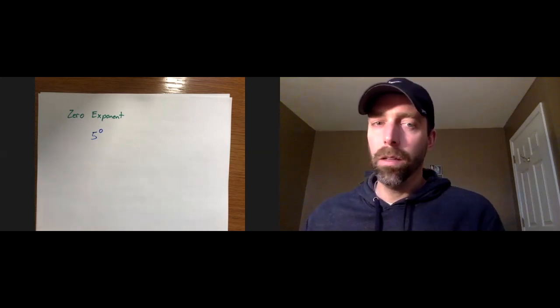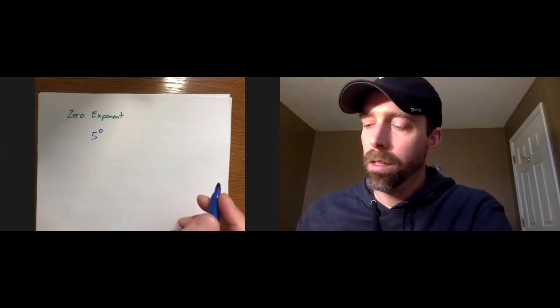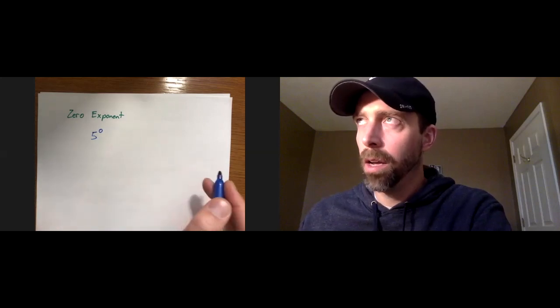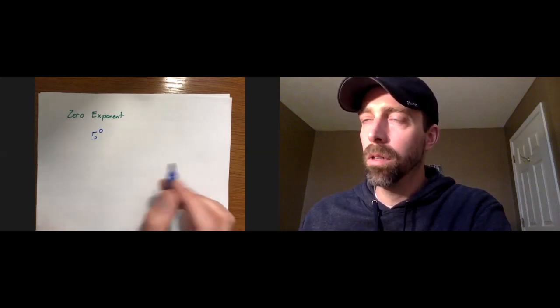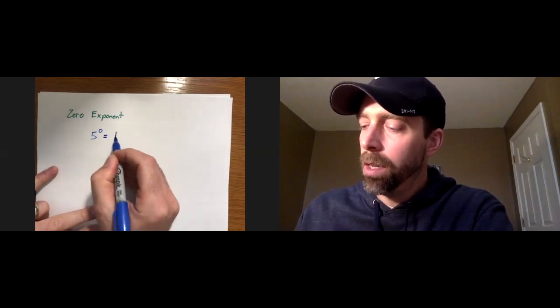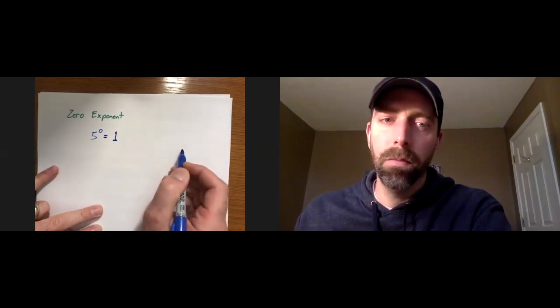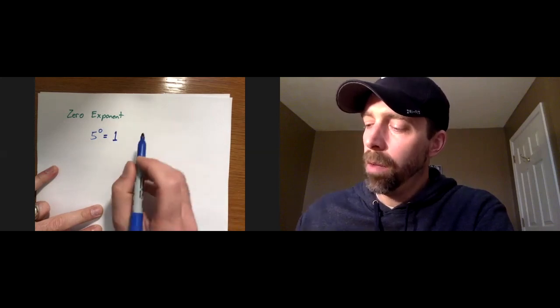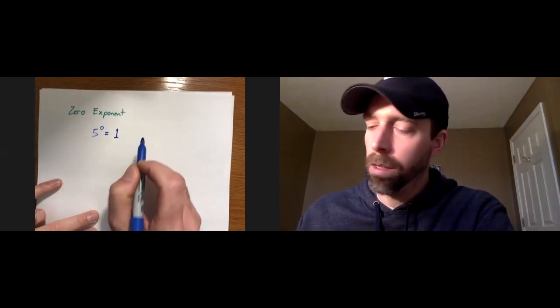power, you think it's 5 times 5 0 times. So that should equal 0. However, when you evaluate this on your calculator, it equals 1. So that's kind of weird. So I want to try to explain why that is.